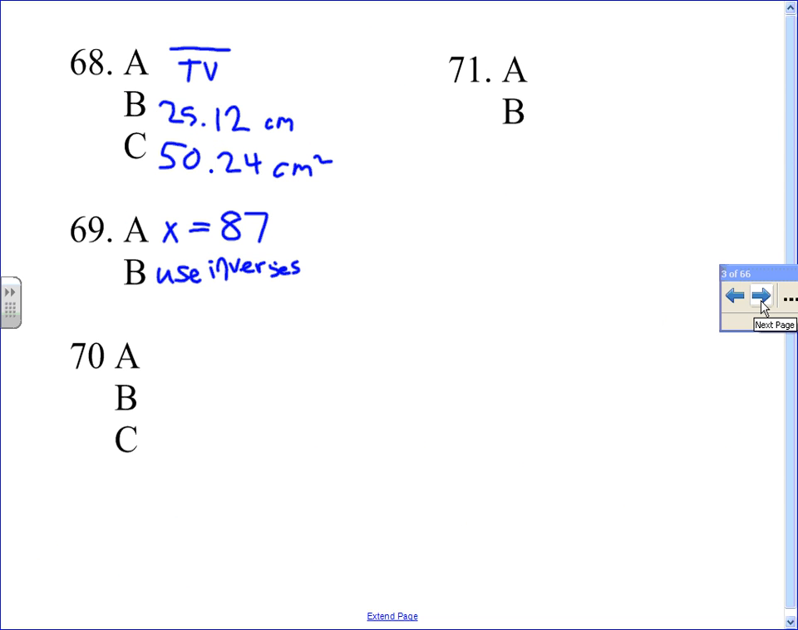Okay, 68. Letter A should be segment TV. Letter B should be 25.12 centimeters. Letter C should be 50.24 centimeters squared.